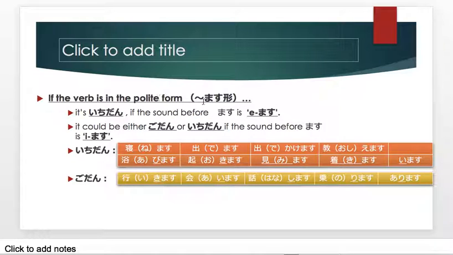Now, if the verb is in the polite form, in other words, masukei, it's ichidan if the sound before mas is emas. It could be either godan or ichidan if the sound before mas is imas. So ichidan verbs: nemasu, demasu, dekakemasu, oshiemasu. There's abimasu, okimasu, mimasu, kimasu, and imasu. Godan verbs, we have ikimasu, aimasu, hanashimasu, norimasu, arimasu. These all have the i sound.